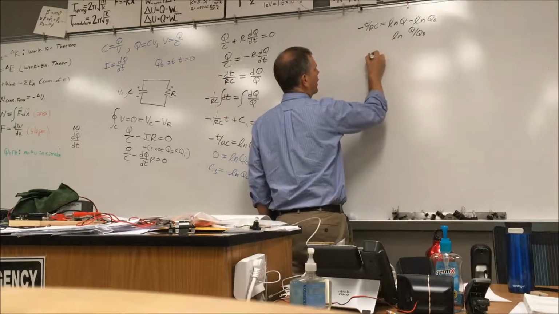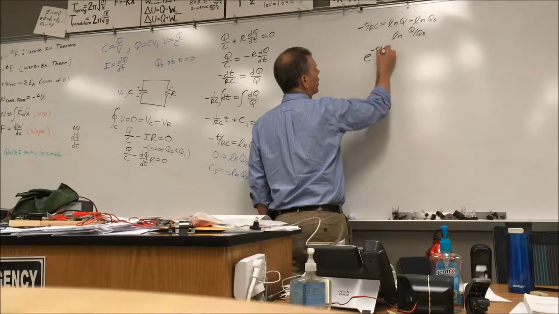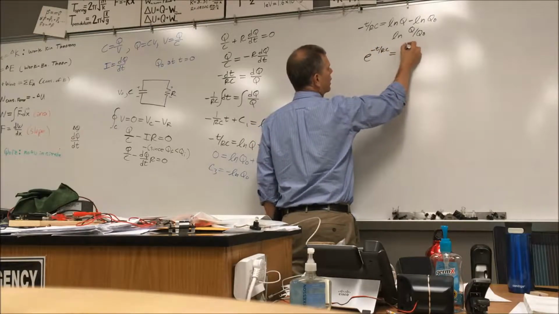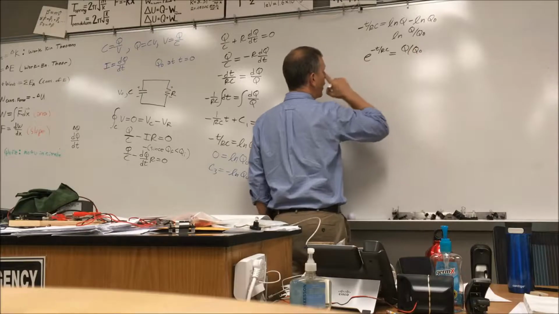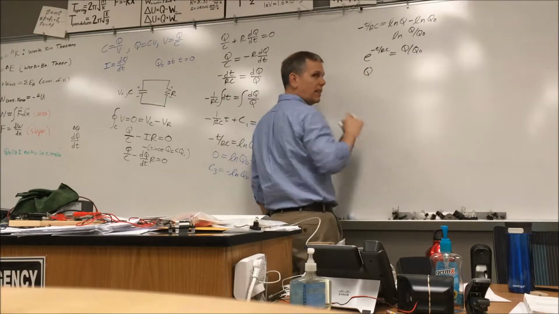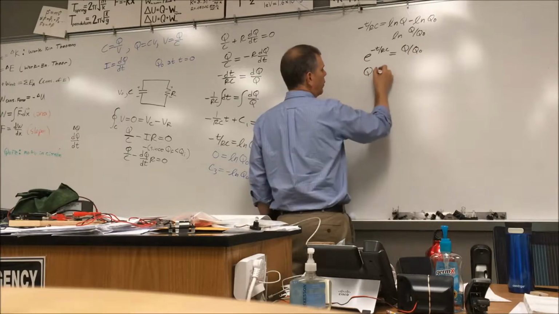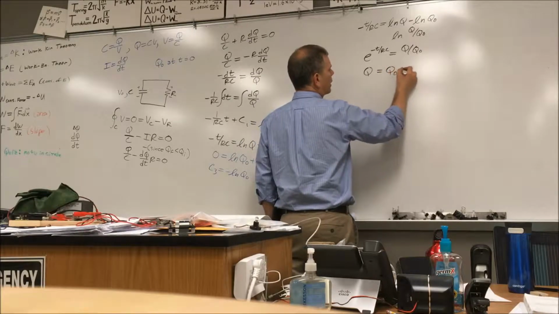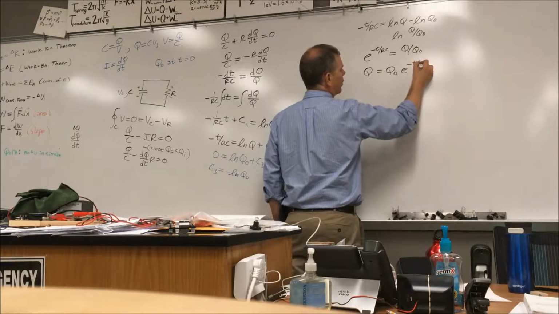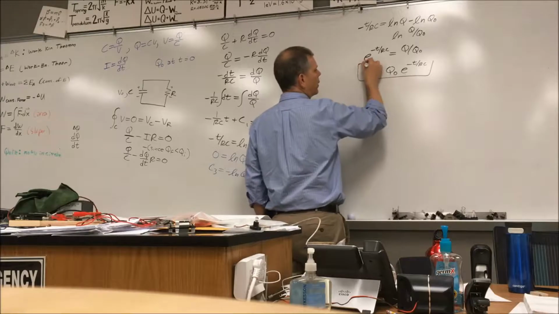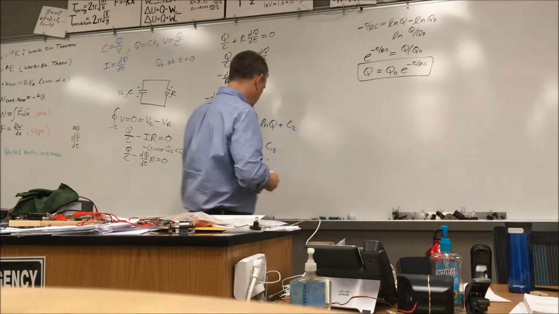So now we get e to the minus T over RC equals Q over Q naught, and we get our final equation that Q at some time T will equal Q naught e to the minus T over RC. That's one of our big equations right there. But we ain't done.